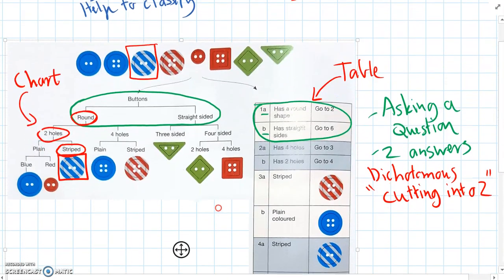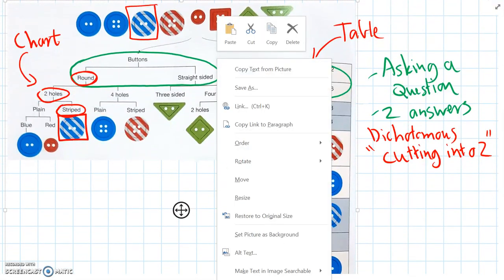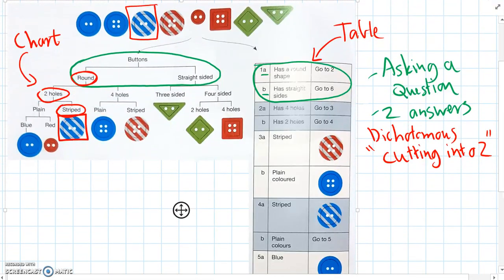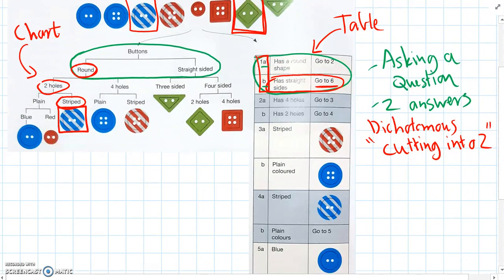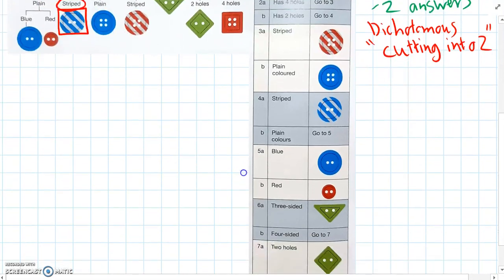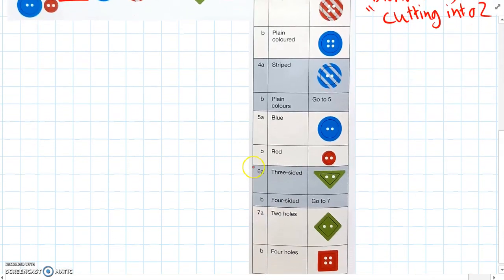Looking at the table version, we can do the same thing. It just works a little bit differently. So let's classify this button here, which is green and has straight sides. So in the table, we look at question 1, and the two options say, is it round or is it straight? And it has straight sides. So then it says, go to 6, which means we skip all of the questions until we get to number 6 down here.